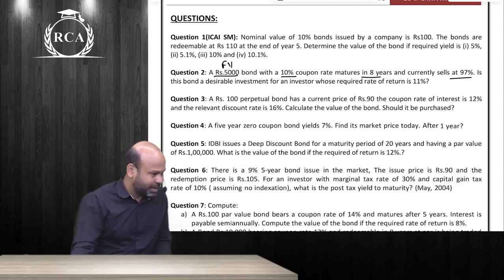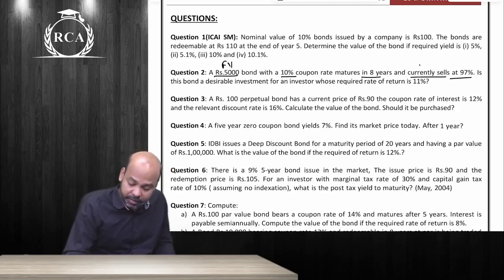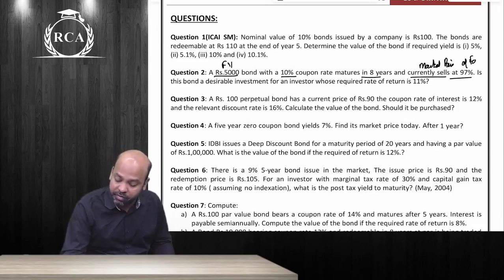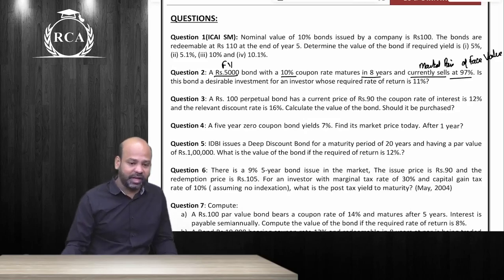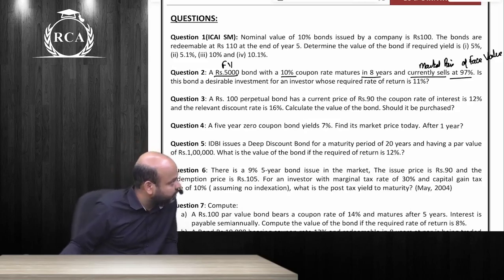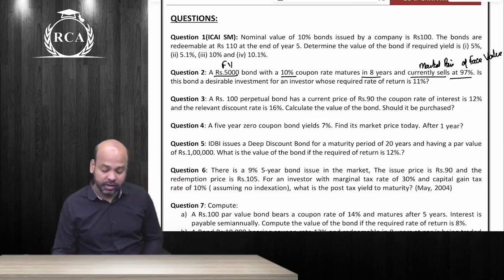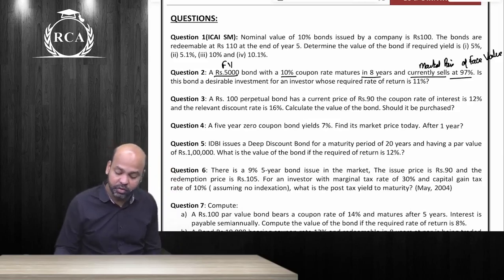Whenever the market price is given in percentage, currently sells means this is the market price. It does not mean the redemption value is so much. 97% will always be as a percentage of face value. Whenever prices are given in percentages, it will always be as a percentage of face value. Is this bond a desirable investment for an investor whose required rate of return is 11%?